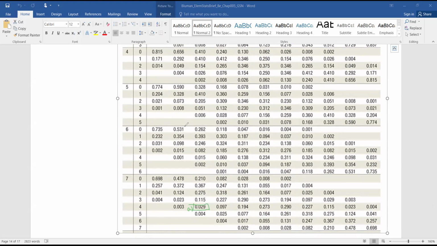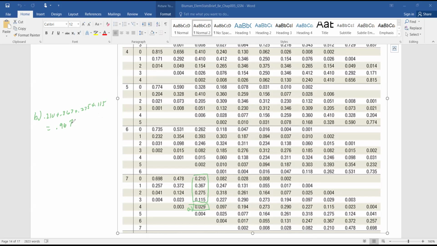All right, the next one says at most 3. So at 7. So I still got 7 kids. This time I want at most 3. So that's going to be 3 or less. So this time I would want to add all of these numbers up. So for part B, I would do 0.210 plus 0.367 plus 0.275 plus 0.115. And when you do that, it actually comes out to 0.967. So if we want at most 3 of the 7 children to want this toy, we have a 96.7% chance of that happening.